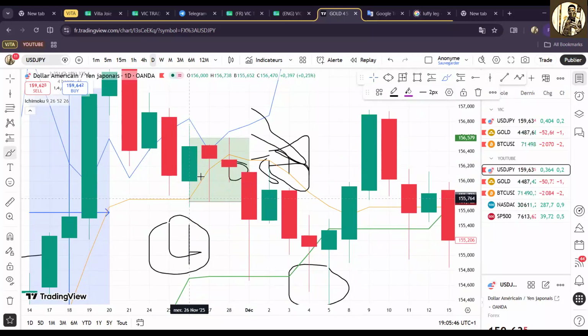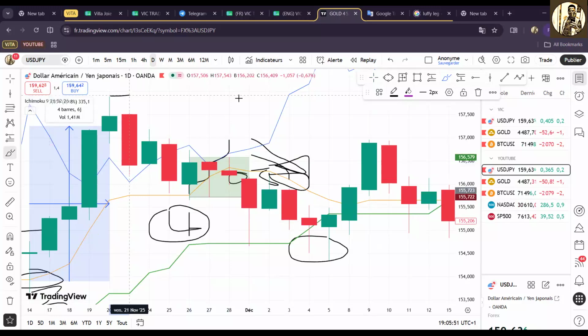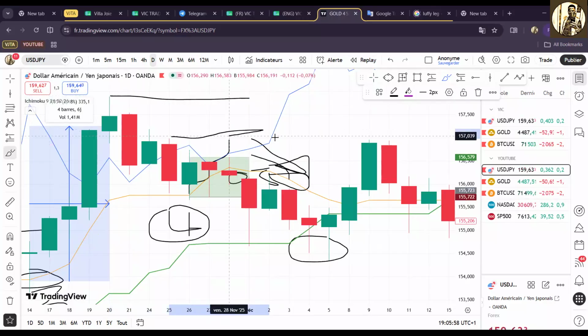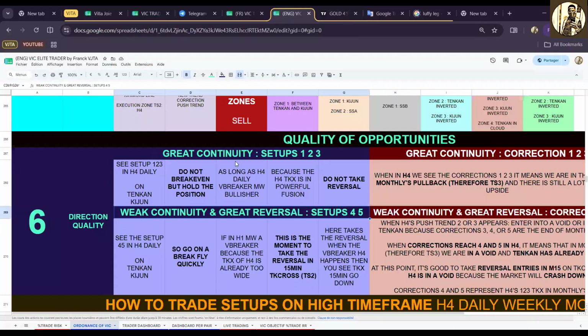You are not even sure that the price will go up and break the V breaker, this V breaker, because the number 4 is already a weak continuity. So go on break even. Don't expect too much from the price to do anything. Don't expect a large take profit.